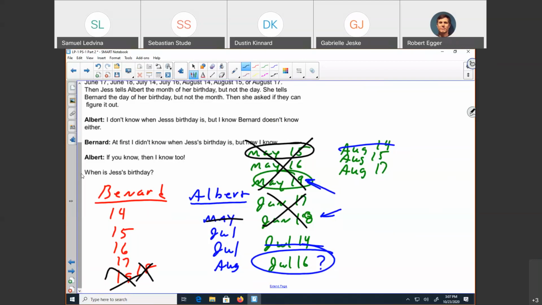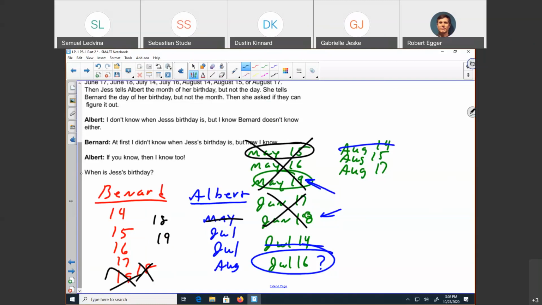Because if Bernard was given the date, if the date was either the 18th or the 19th, even without the month, you'd be able to figure it out because there was only one 19, May 19. There's only one 18, June 18.